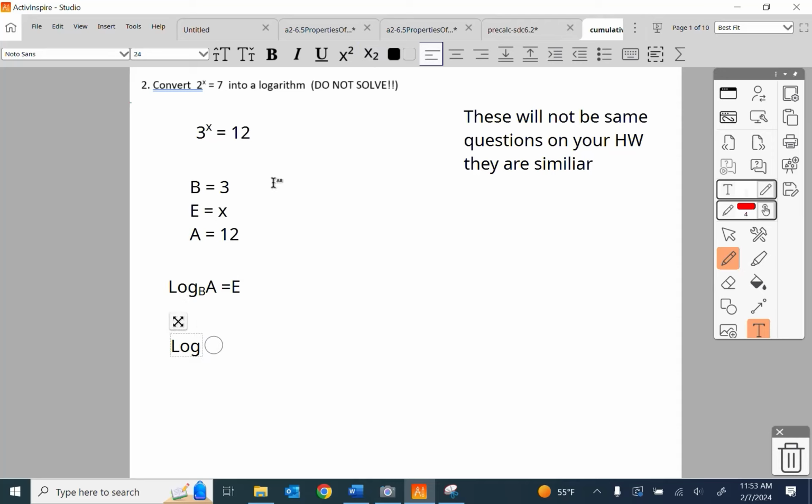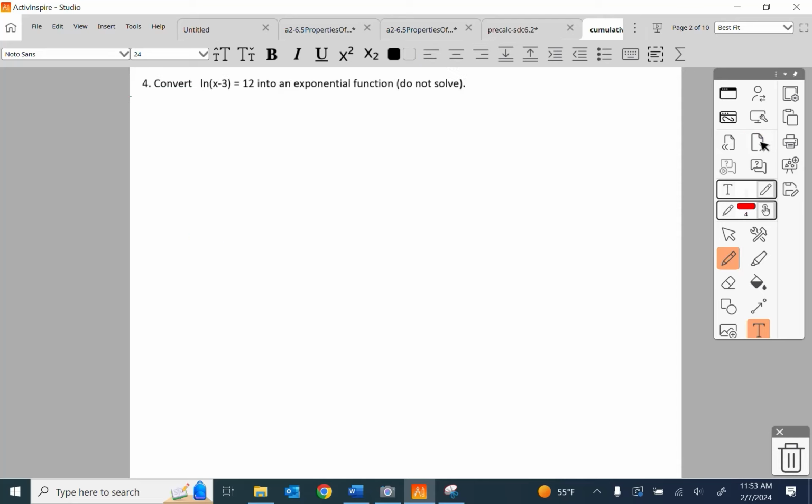So I have a log, her little base is a 3. I don't know why I typed a b. Her little base is a 3. There we go. Her argument is 12. I identified it as 12 earlier. And according to the layout here, it equals x. It doesn't say solve, so you're just doing conversion.